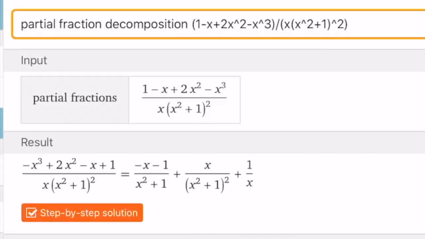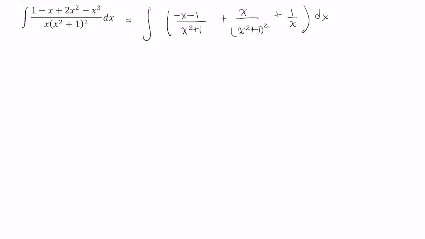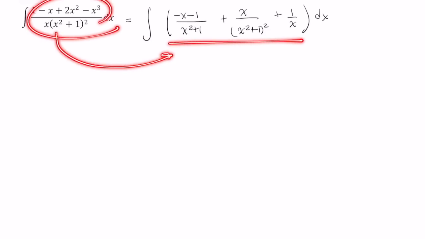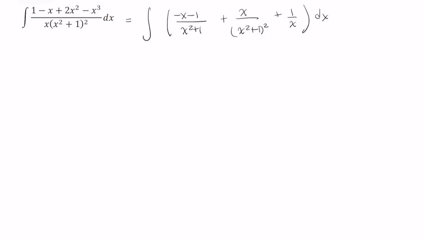Now, as you can see here, I've used Wolfram Alpha to find the partial fraction decomposition of this rational function. Let's go ahead and use this information to integrate. So here in front of you, we have the partial fraction decomposition of this rational function as computed using technology. And now we're going to use this to integrate.